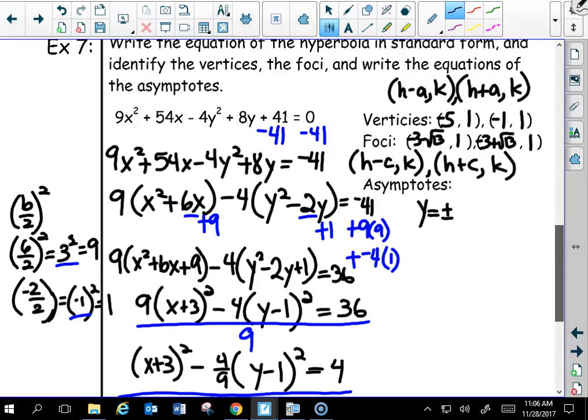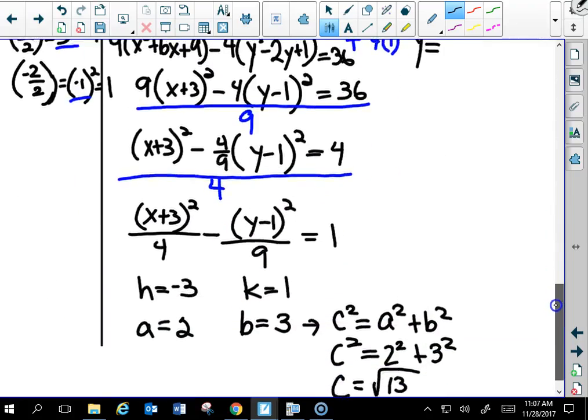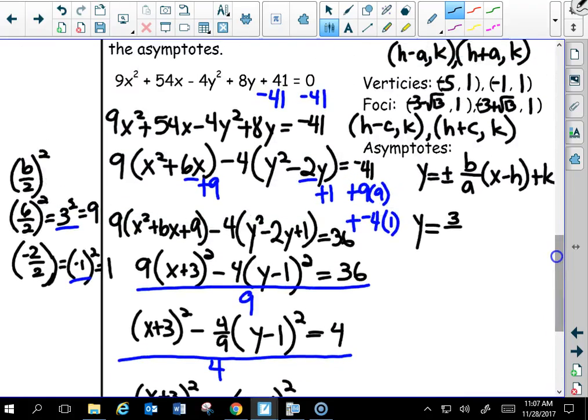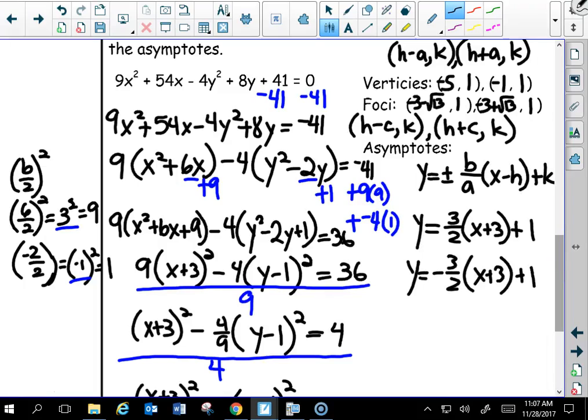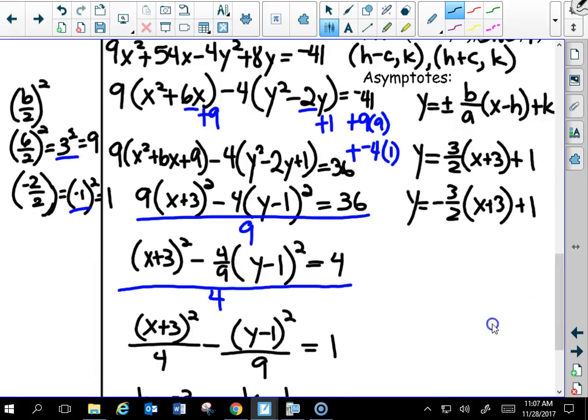They write them out separately. I don't know why. B over a times x minus h plus k. So y equals b over a, 3 over 2, x minus a -3, which is x plus 3, plus k, which is 1, and y equals -3 halves, x plus 3 plus 1. And since we just have to enter those, we don't have to simplify them. I would enter them just like they are. And we're done with that problem and done with this video.